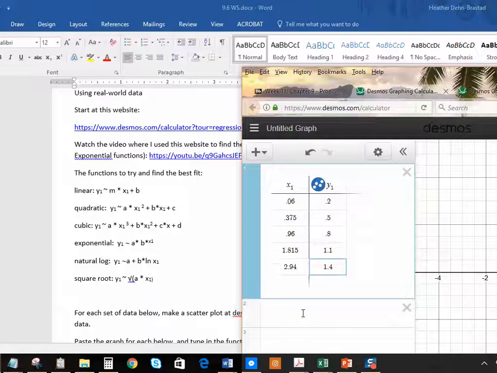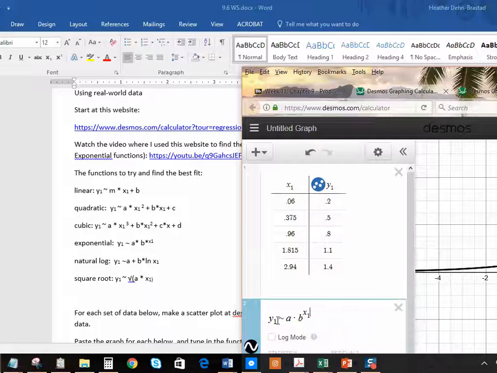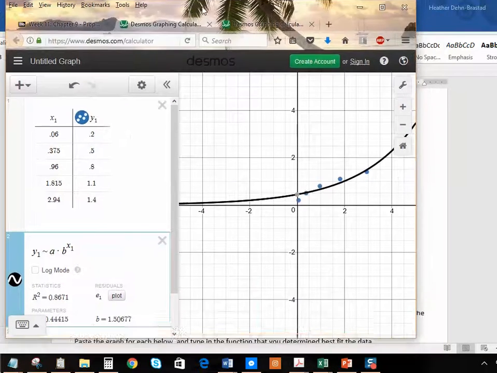Okay, so I'm going to start with, let's say that I think that maybe it's exponential. So I'm going to type y1 is similar to a times b to the, and you can use that little caret, x1. So the exponent is x1, x sub 1. Let me move my graph over so you can get a better look.